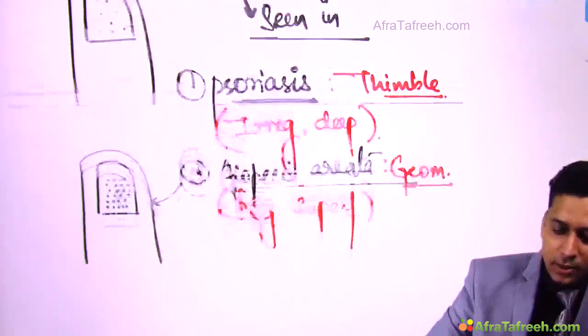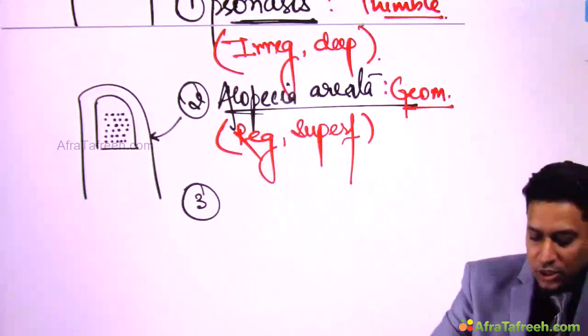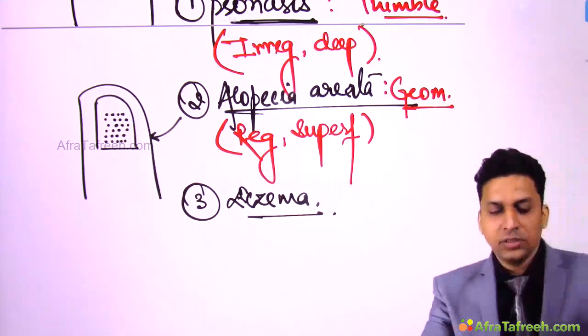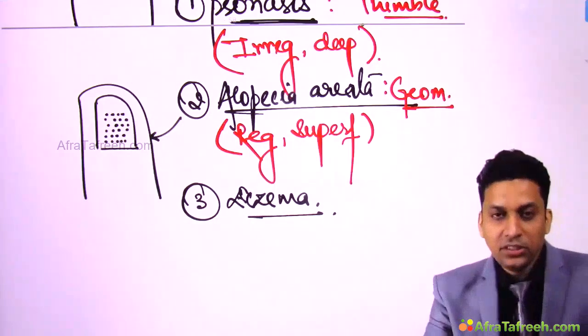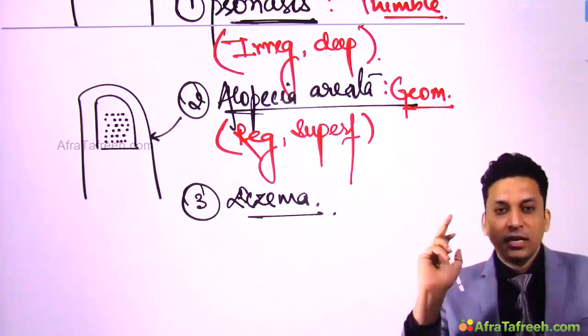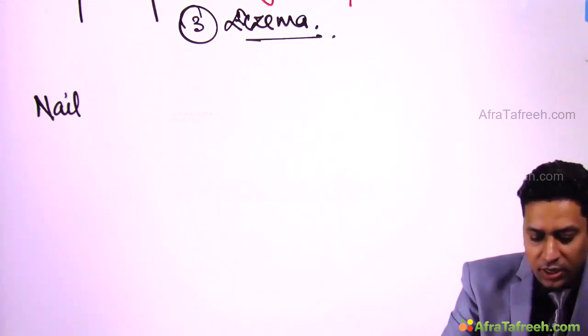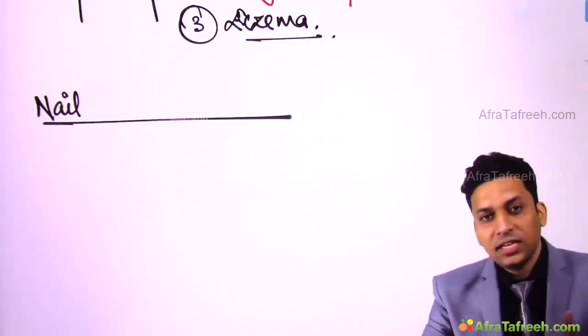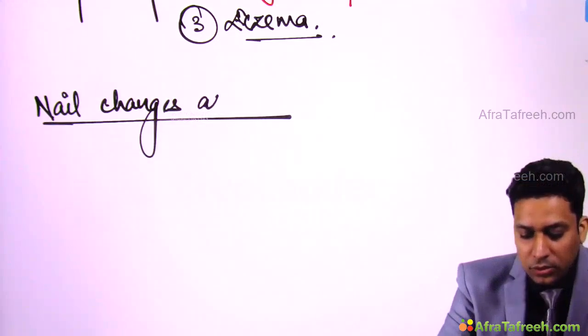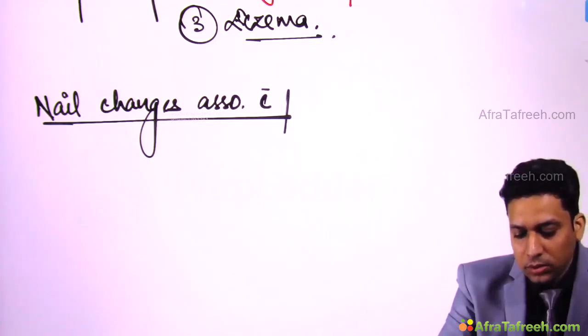There is one more condition, eczema. In eczema also pitting might be associated. So no specific type of pitting, but just remember these are three important examples where pitting might be associated: psoriasis, alopecia areata, and eczema. Now there are a few conditions where nail changes are very characteristic, and you should always remember, like nail changes associated with psoriasis.